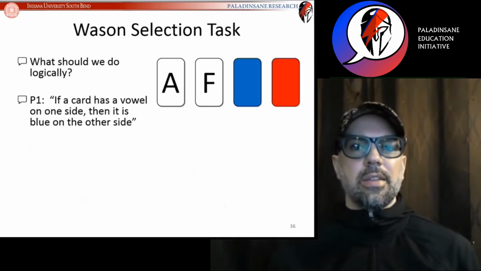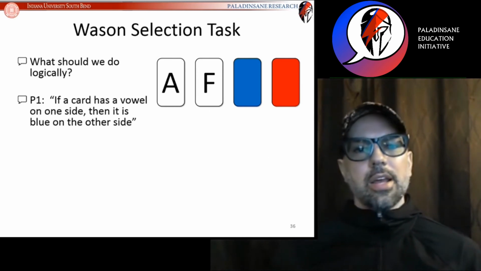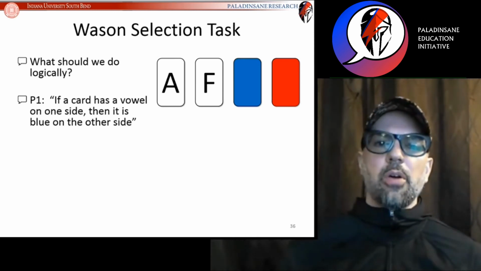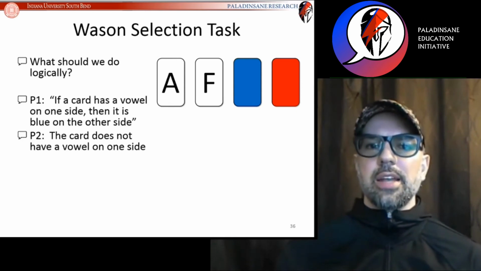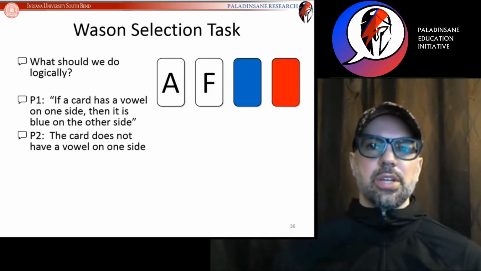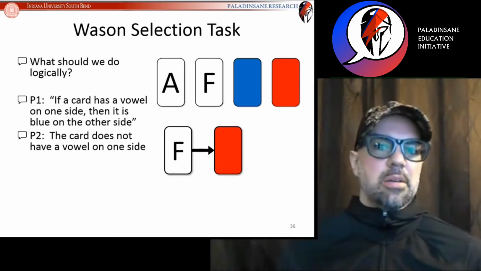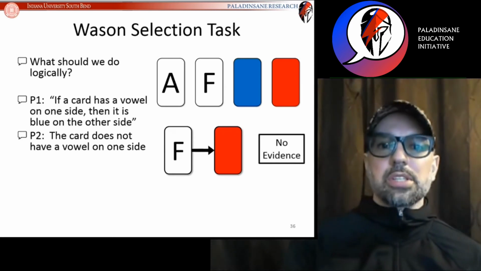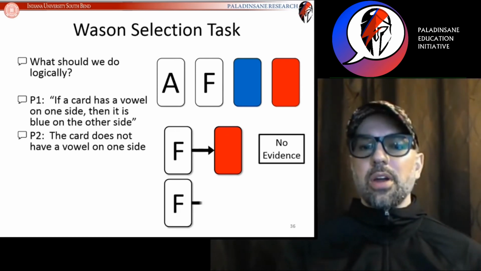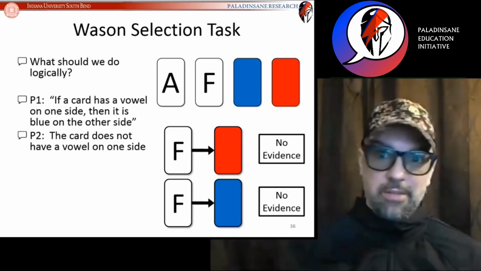And the other error that we have is that we flip over the not P card. So we have, if a card has a vowel on one side, then it is blue on the other side. We flip over the card that does not have a vowel on one side. And again, these two premises do not guarantee a conclusion. Because if we flip that card over and it has a red backing, that's no evidence, because the rule is about vowels and blue cards. So if we flip it over and it has a blue card, that's also no evidence, because that rule is not about consonants. It's about vowels.